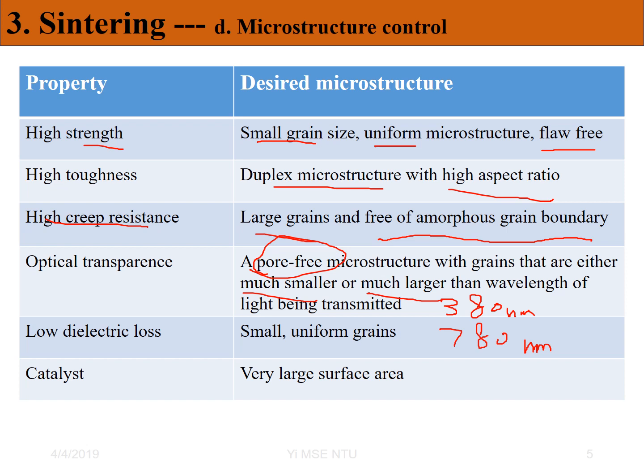Okay, so for low dielectric loss, make sure it's a small and uniform grain. Catalyst, you need a very large surface area. Very large surface area means what? It equals very porous structures. Remember this one, it is important.